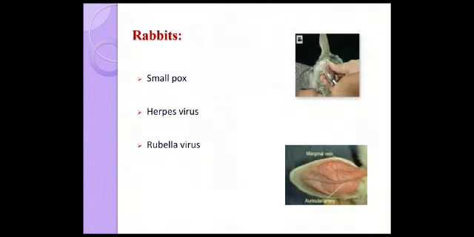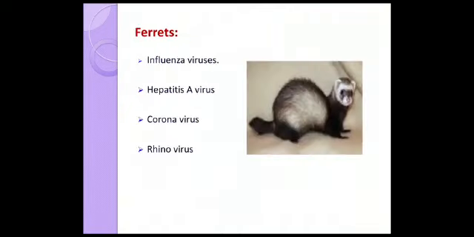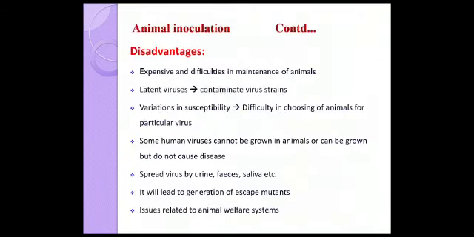Rabbits can be used for smallpox, herpes viruses, and rubella viruses. Hamsters are used for herpes, which produces paralysis of both hind limbs, and SV40 virus, which is known to produce subcutaneous tumors. Ferrets can be used for influenza virus, hepatitis A, coronavirus, and rhinoviruses. Monkeys can be used for polioviruses, hepatitis A, hepatitis B, yellow fever, and rhinoviruses.